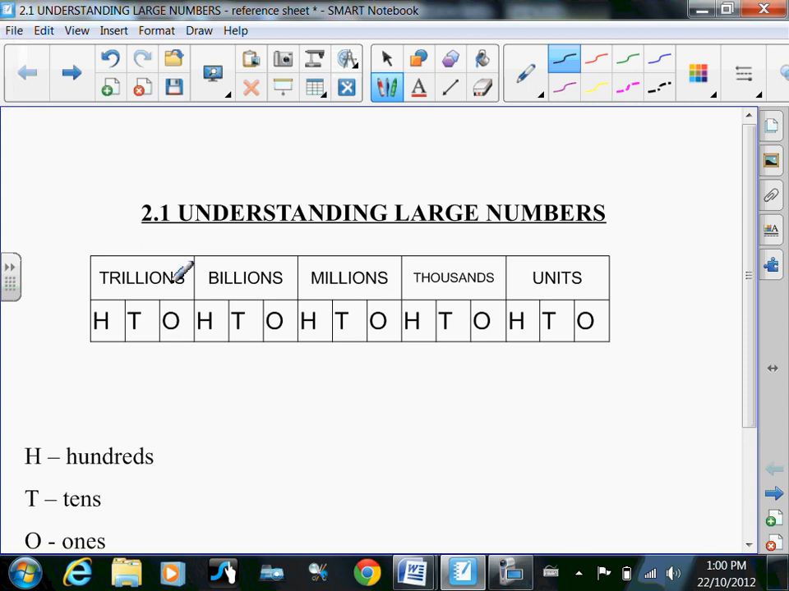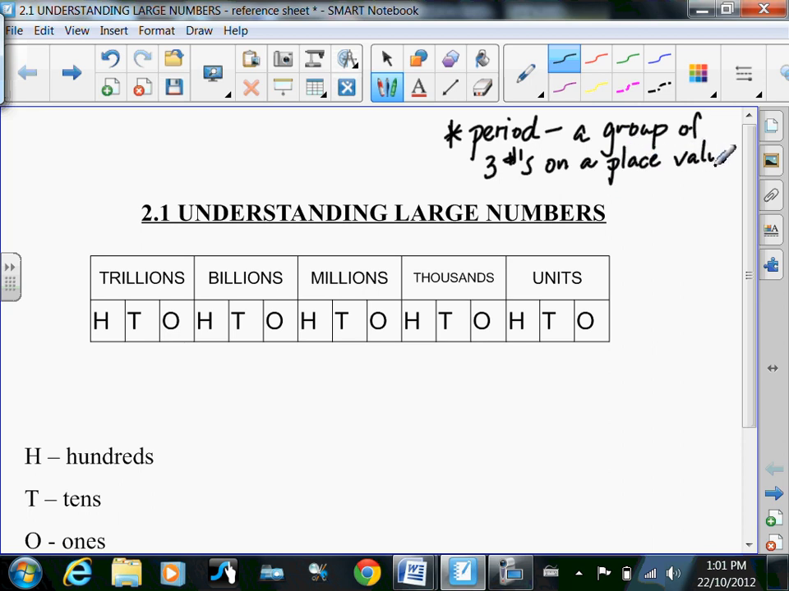The first vocabulary word I'd like you to jot down on your page in pencil is period. A period, when we're talking about place value, refers to a group of 3 numbers on a place value chart. This will become more clear to you when we write some notes on this reference chart.